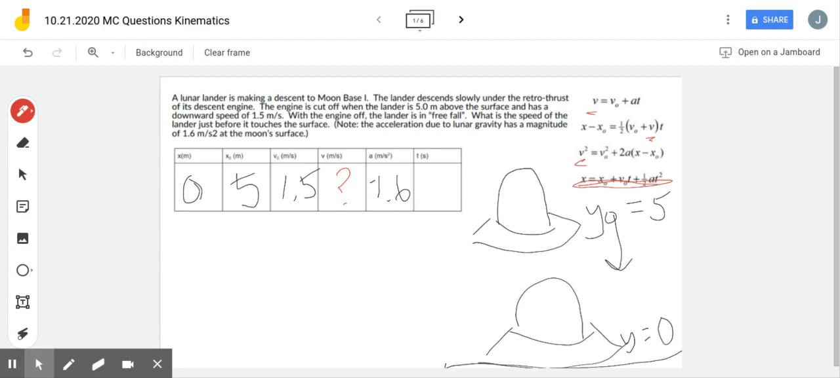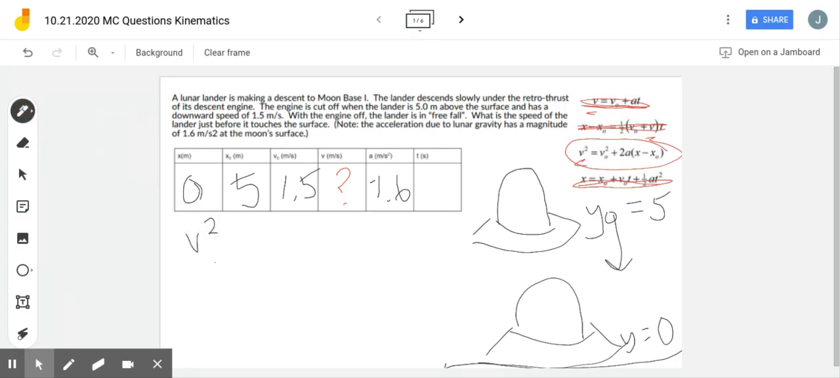Then I can't have T in it because I don't know T. So that crosses this one out, and that crosses this one out. So this is the formula I need to use: V squared equals V naught squared plus 2a change in x, or we'll call it change in y here. So let's set this up.